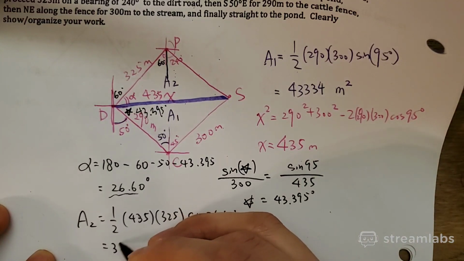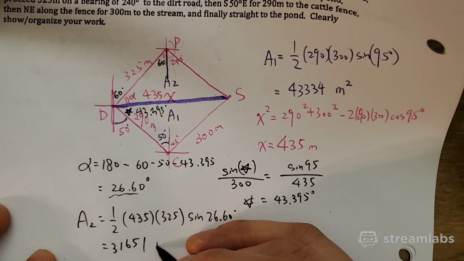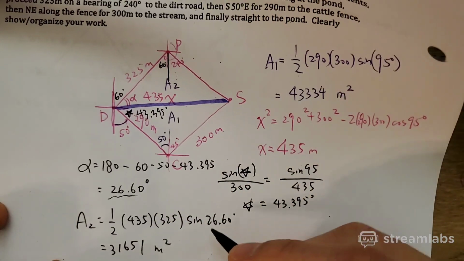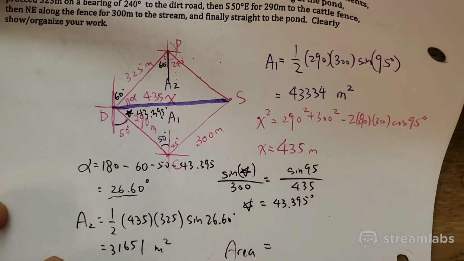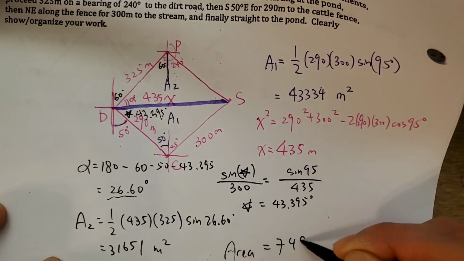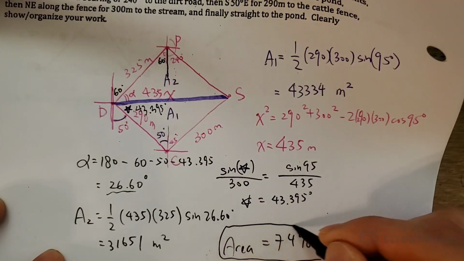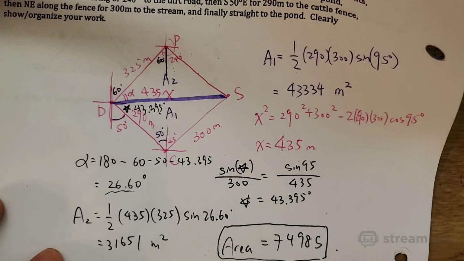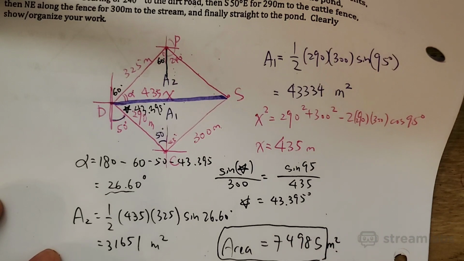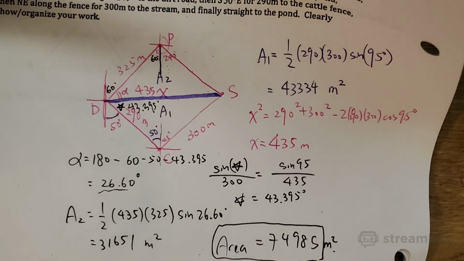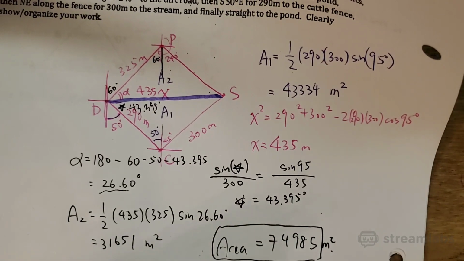So I got 31651 meters square. So we add these together. So area total is equal to 474985 meters square. Okay, that is review number 6 for 8.4.